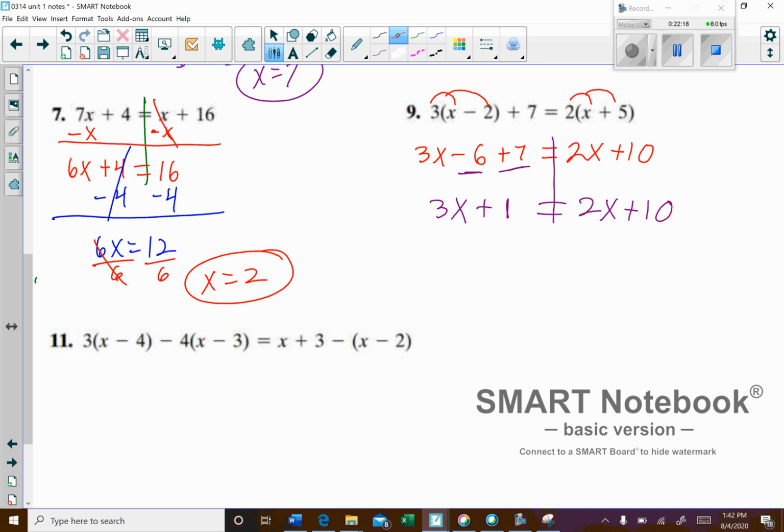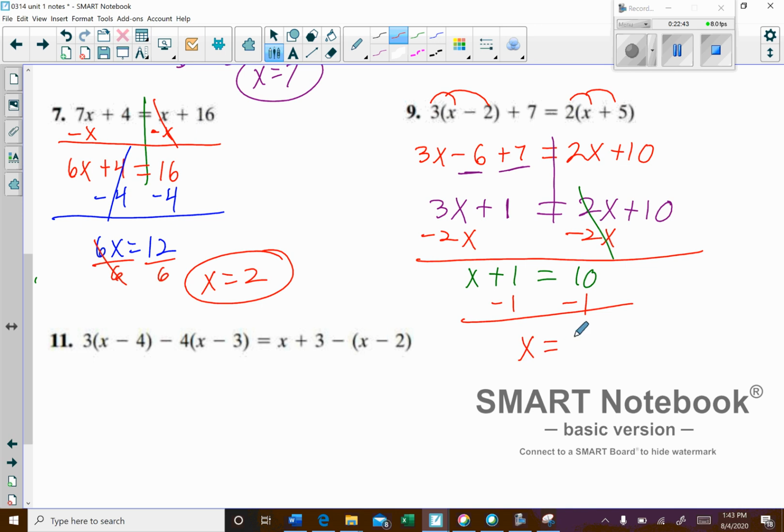Now it's time to figure out where we're going to isolate the x to. So we'll isolate it to the left side. What we'll do is we'll take off 2 x's from both sides. And so this will cancel on the right side. On the left side, this will simplify down to x plus 1 equals, and then we do have the 10 right there. And then our last step will be subtract 1 from both sides. So we end up with x equals 9.